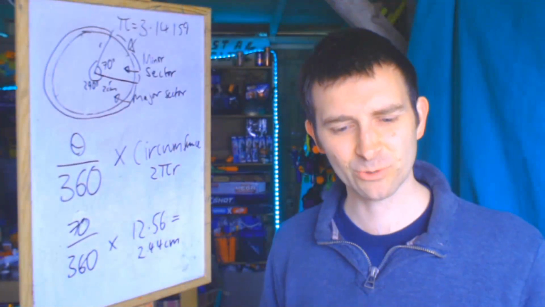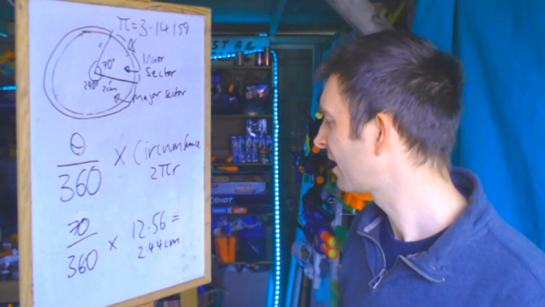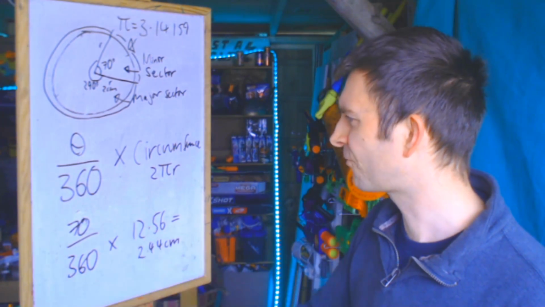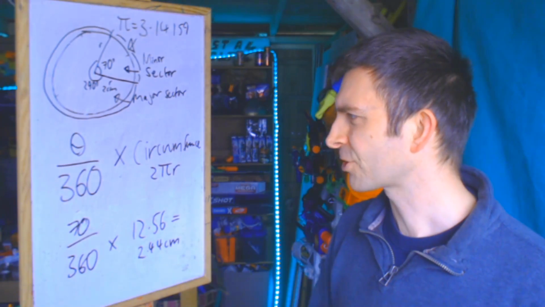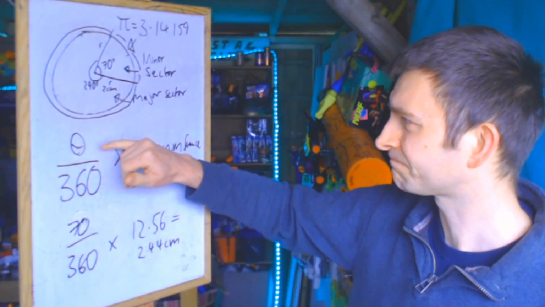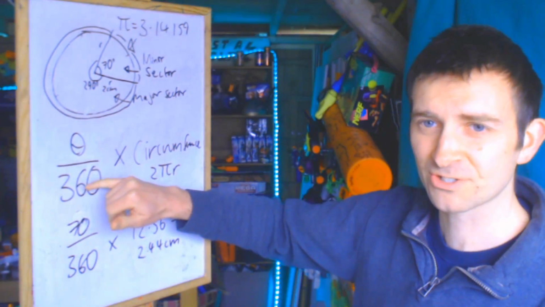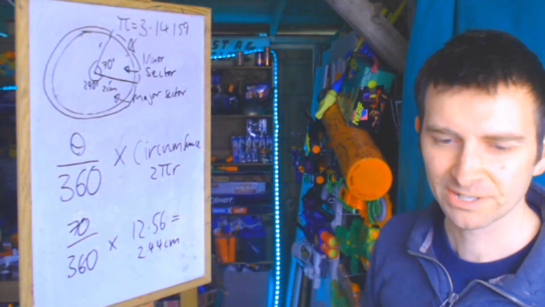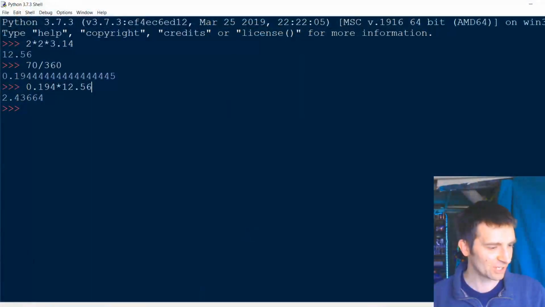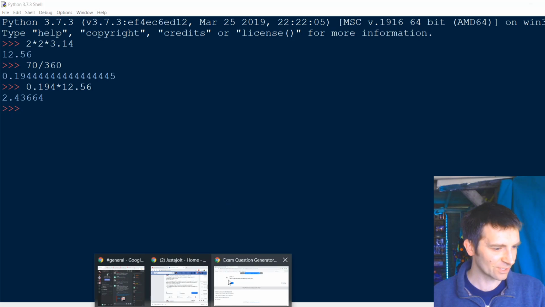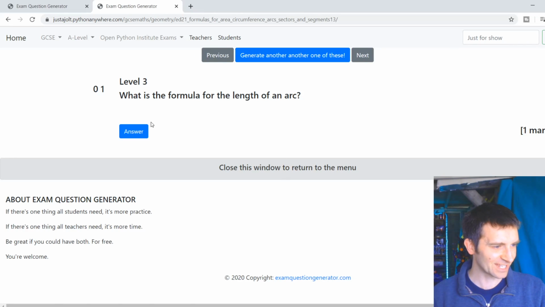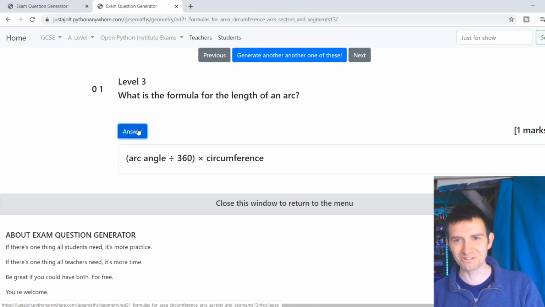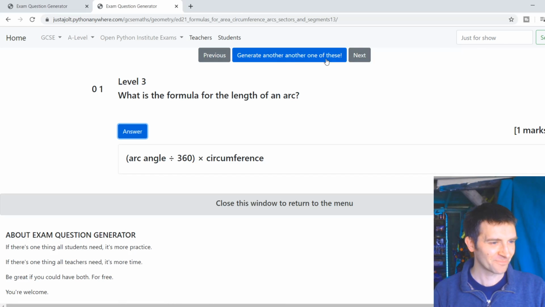It's not centimeters squared this time because it's a circumference. And so that's your formula. That's your basic formula. So you've got the angle of the arc divided by 360 multiplied by your circumference. And again, let's go back to the website and just see if that's the answer it was looking for. I sure hope it was, because that's how I programmed it. There we go. Look at that. Isn't that wonderful?